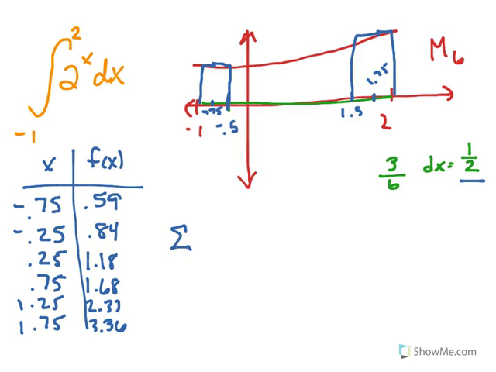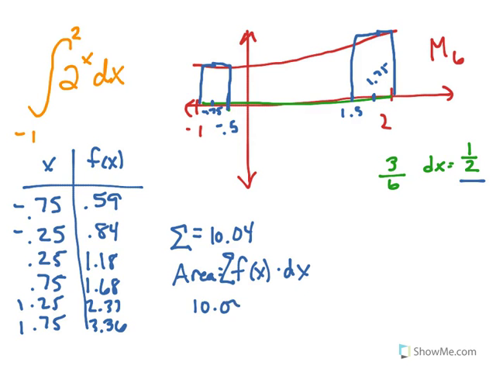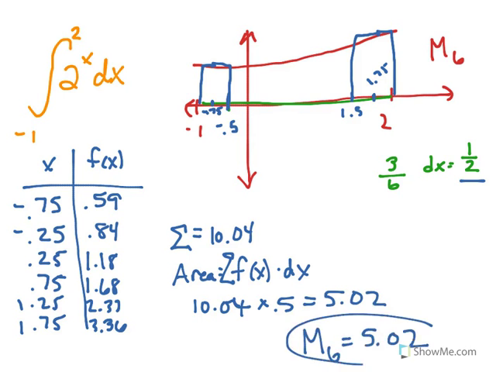The summation of those f of x's is 10.04, and the area equals the sum of the f of x's times dx, which is 10.04 times 0.5, which is equal to 5.02, so midpoint 6 would equal 5.02.